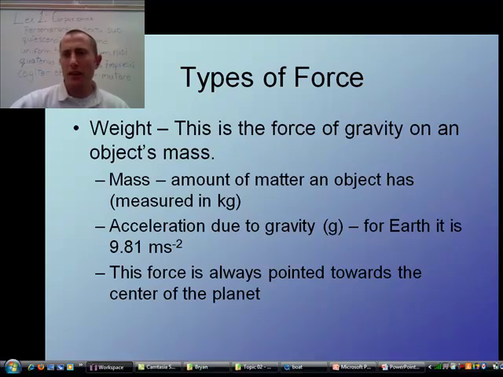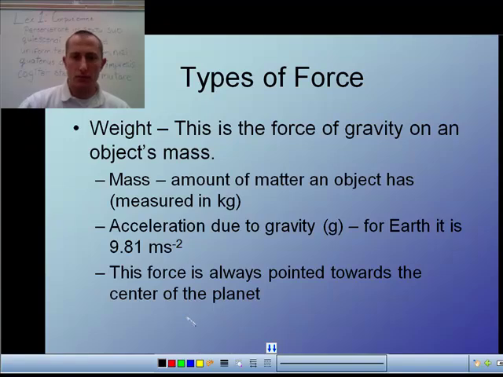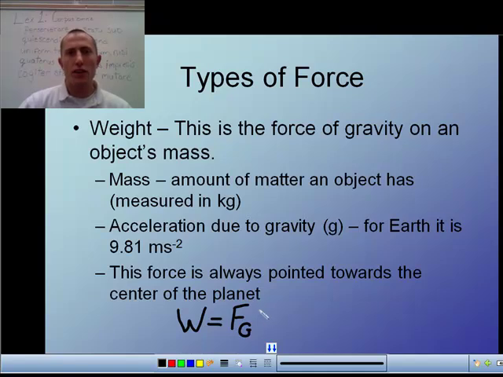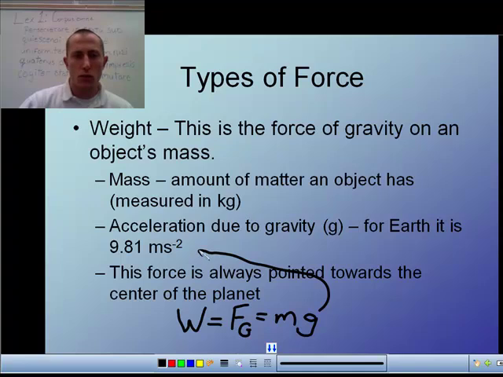And let me just throw in here, so you have it, and we'll talk more about our equations a little bit later, the equation for an object's weight. We're going to use a capital W to signify weight, or sometimes you'll see it as F with a subscript G, which stands for the force of gravity. But either way, it's an object's mass times the acceleration due to gravity, which on Earth is 9.81 meters per second squared.